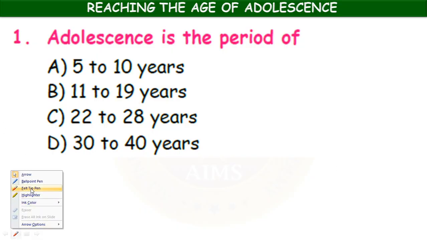The first question: adolescence is the period of what age? 5 to 10 years, 11 to 19 years, 22 to 28 years, or 30 to 40 years. Adolescence is the period of age between 11 and 19 years.